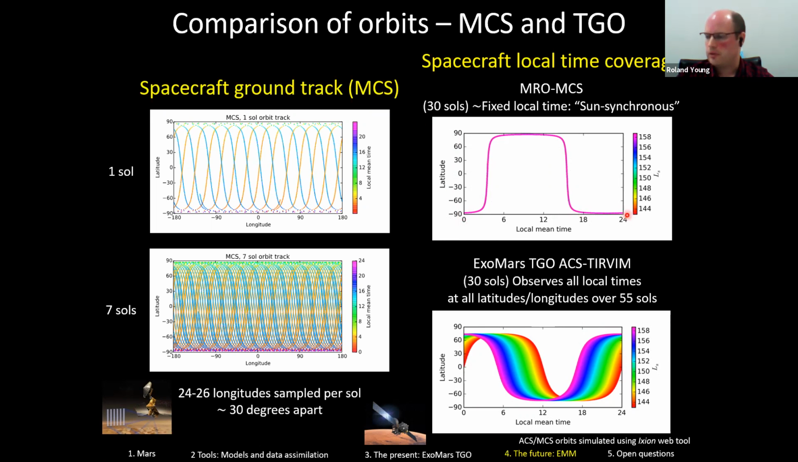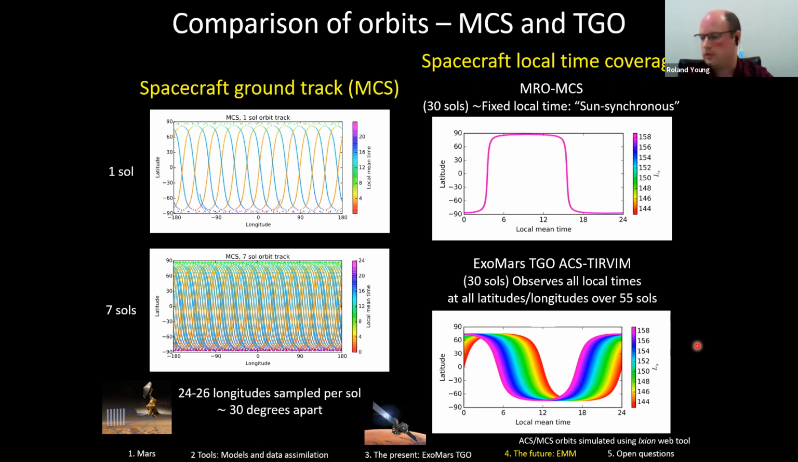So here we have a plot showing local time on the x-axis, latitude on the y-axis. And basically, the spacecraft sees all the latitudes at one local time, but not at any of the other local times. So the Trace Gas Orbiter, by contrast, sees all local times, but over a long cycle, 55 sols, and it sees this at all latitudes up to plus or minus 75 degrees in latitude.